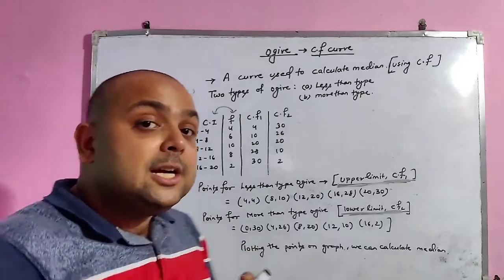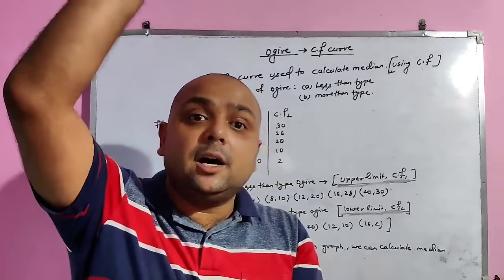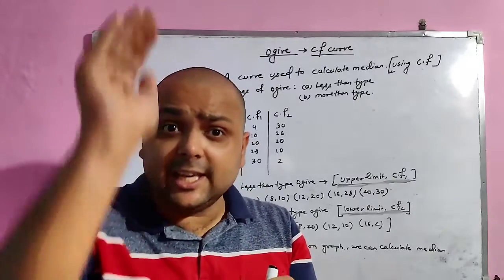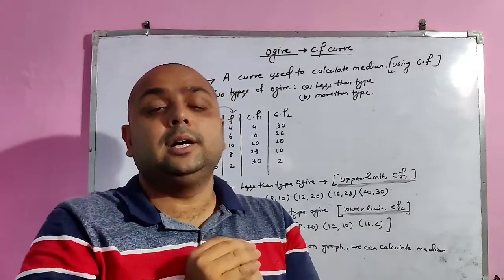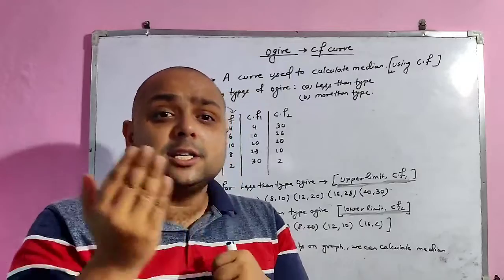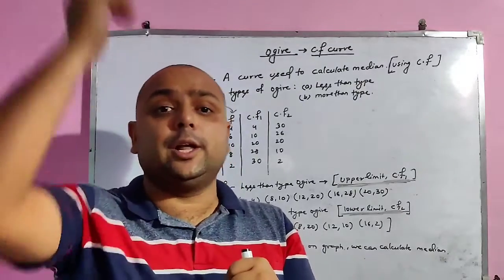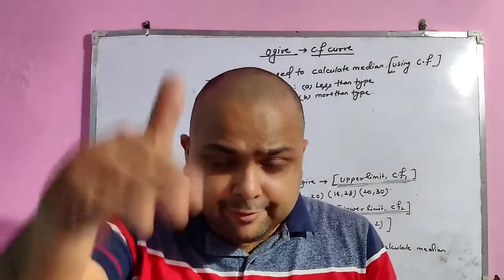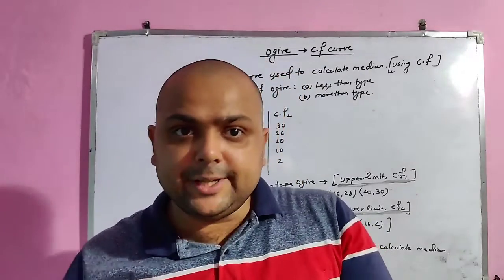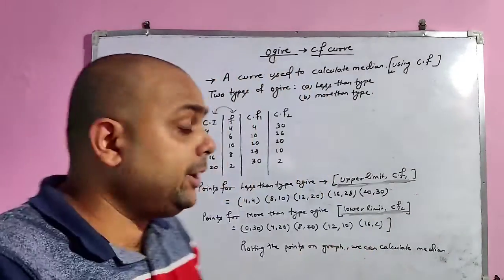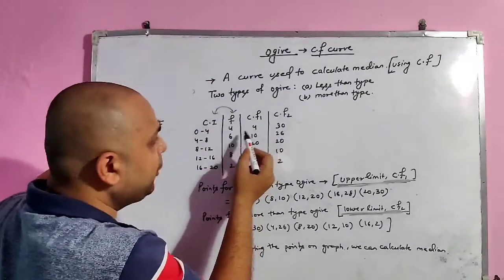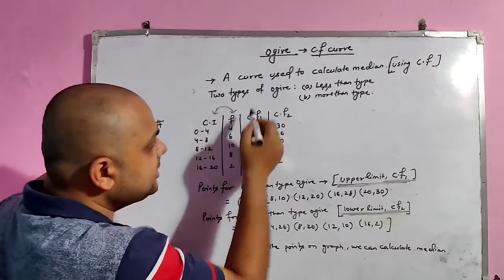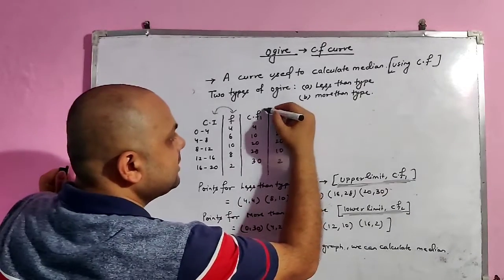CF1 means summing up the frequency in ascending order. And CF2 means summing up the frequency in descending order. Or we can say that summing up the frequency from above is called CF1 and from below is called CF2. Now see very carefully. This is 4, this is 4. 4 plus 6, 10. 10 plus 10, 20. 20 plus 8, 28. 28 plus 2, 30. This is CF1. It goes like this.